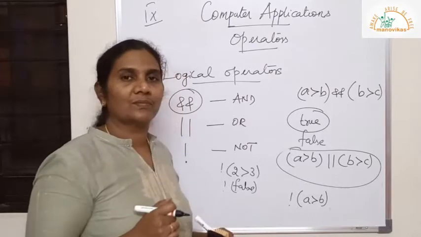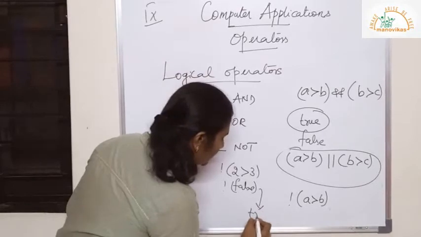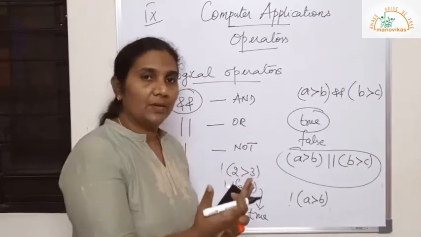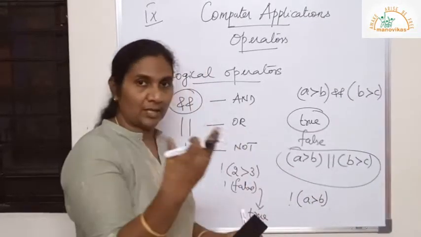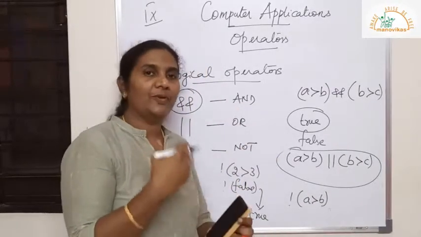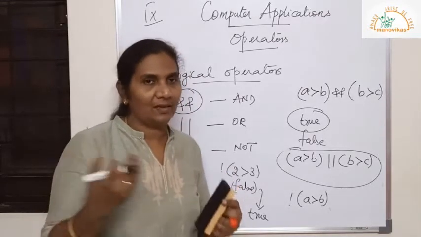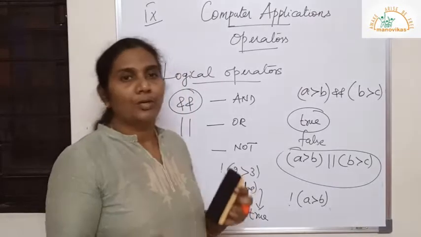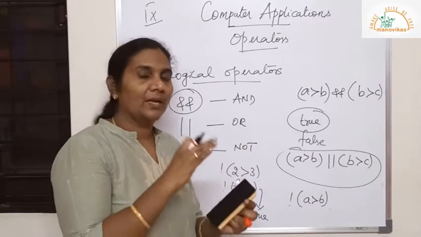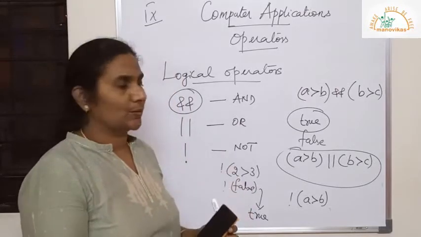Not false means, what is the opposite of false? True. So your result will be true. So this NOT will give you the reverse of the first processed output. If the first processed output is true, not true will be false, and if it is false, not false will be true. Try to understand it. Even last year we discussed in Boolean algebra how a NOT operator works. NOT will invert the output. Invert means if it is true, the output will be false, and if it is false, the output will be true.